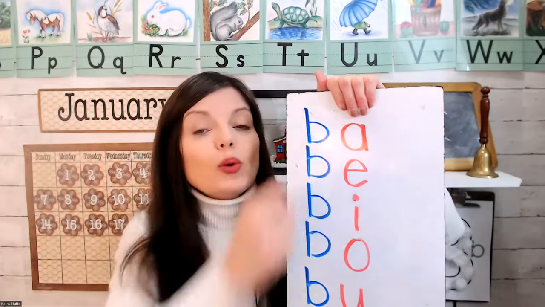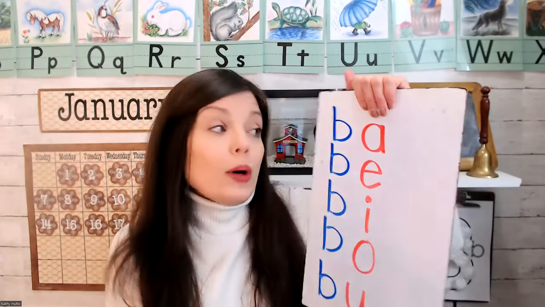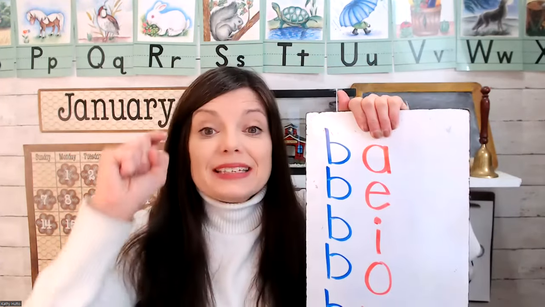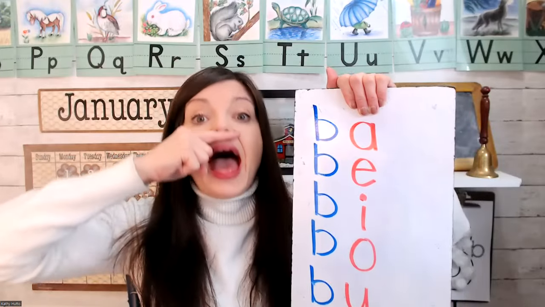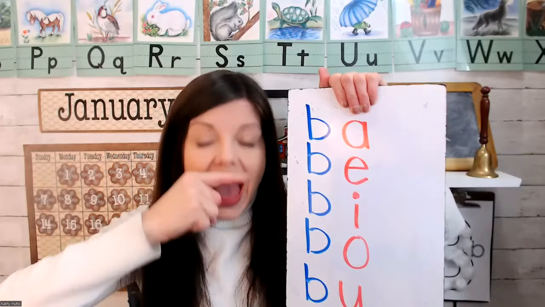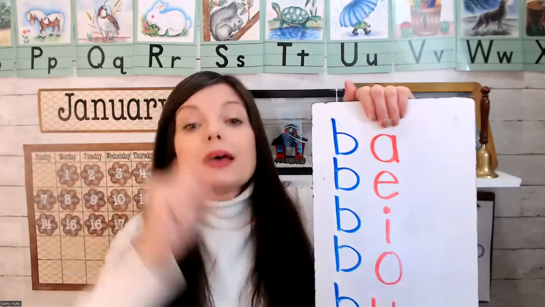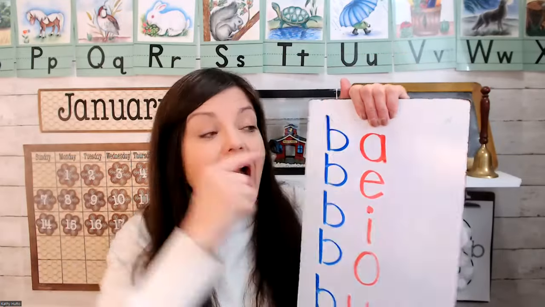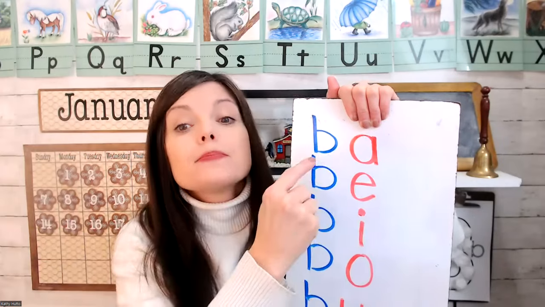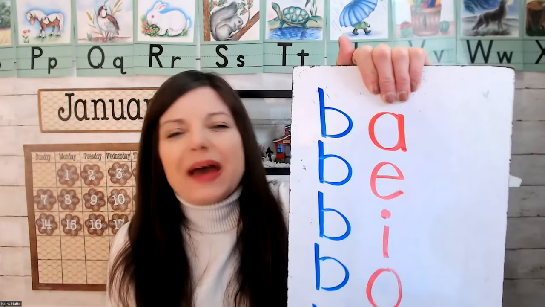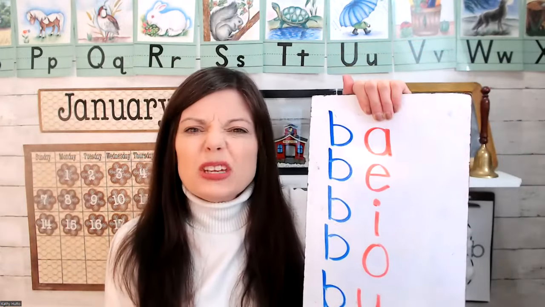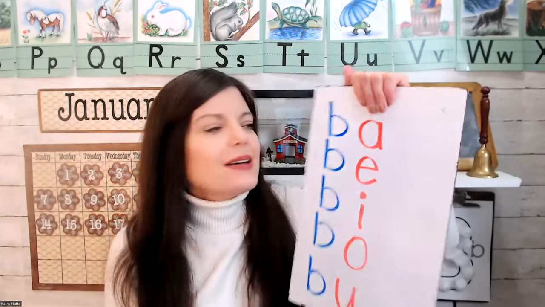I'm just using the hand motions today to remind you what the vowels sound like. We know what letter B sounds like. We just practiced it. And letter A says, ah, as in achoo. B, ah, ba, ba, ba. You try. Baa. It sounds like a sheep.